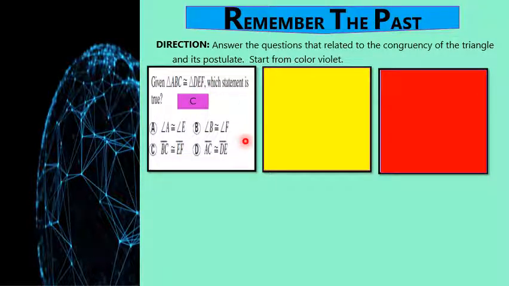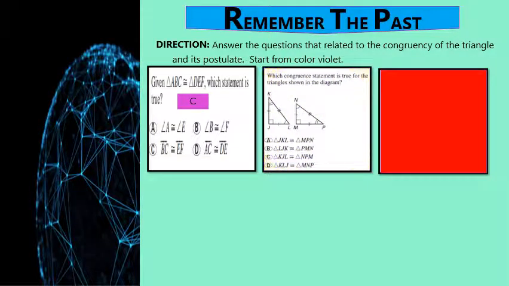C. So that's line segment BC is congruent to line segment EF. Okay, let's have the next one. The color yellow. Which congruent statement is true for the triangle shown in the diagram? Okay, so let's take note. If we're going to name the triangles, be sure you know the congruent sides or the angles.